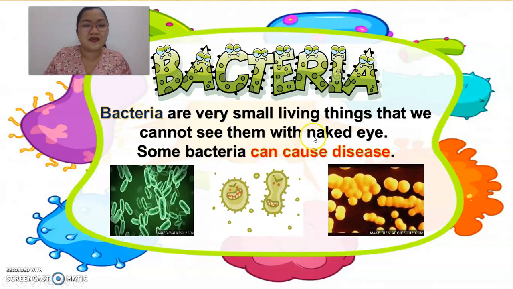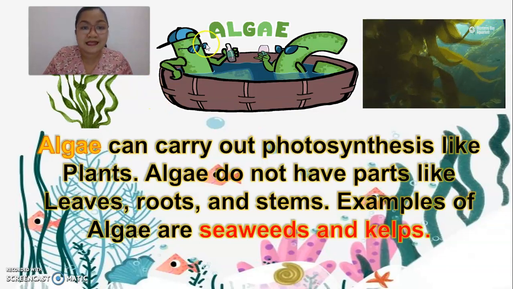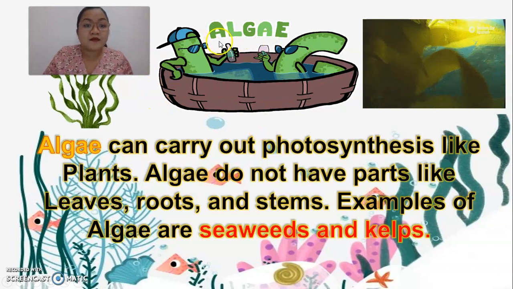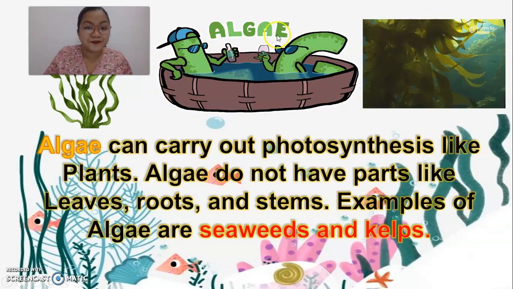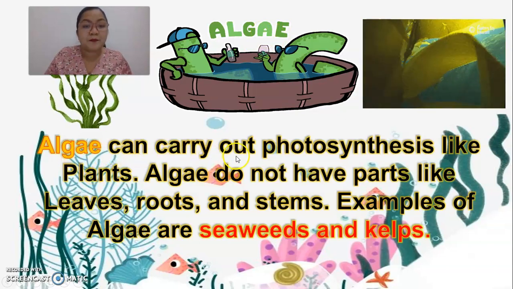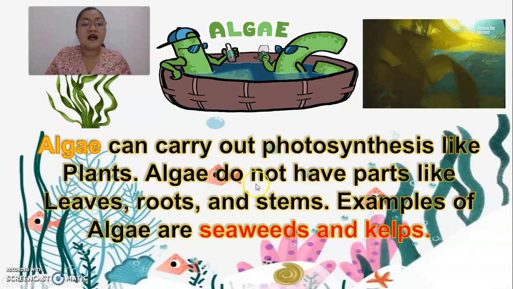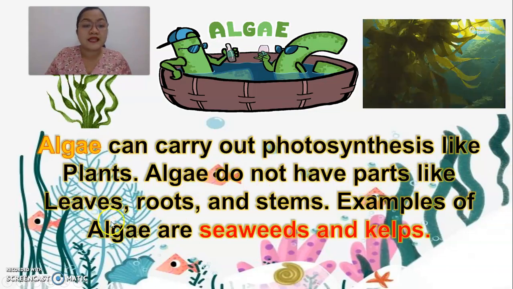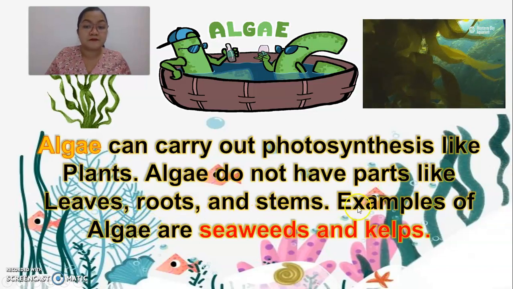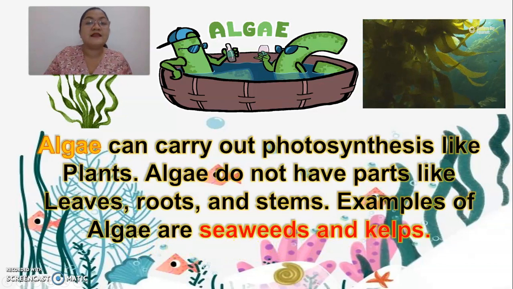Alright, very good. And the last type of other living thing is algae. Everybody, can you say algae? Very good. So algae can carry out photosynthesis like plants. Algae do not have parts like leaves, roots, and stems. Examples of algae are seaweeds and kelps.